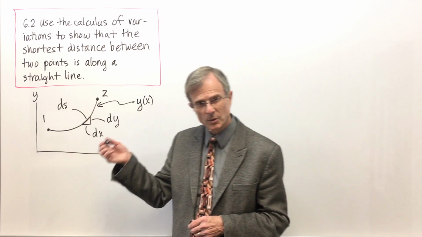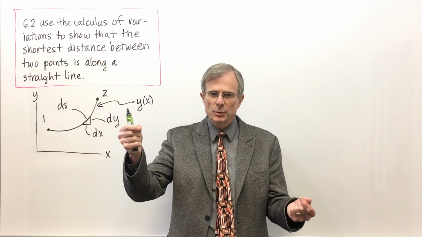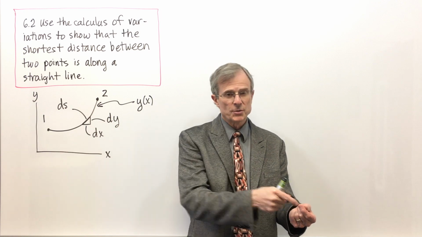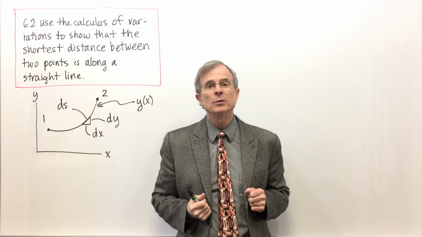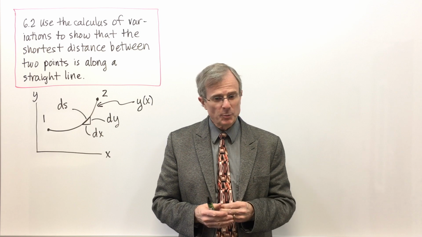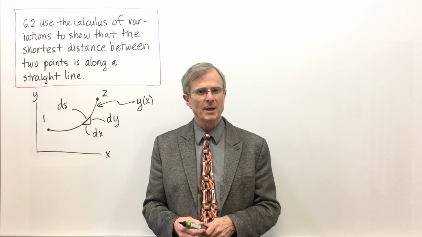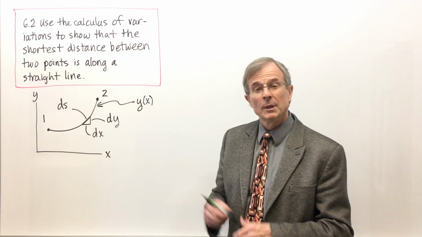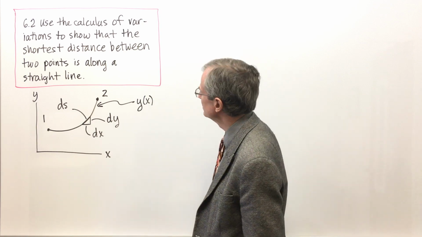And one of them is this one. How do you find the shortest distance between 2 points? Well, you say it's along a straight line between those 2 points. And I say, prove it. And you say, I don't know how. And I say, you probably never have proved it. In high school geometry, it was probably some kind of a postulate for you. Today we're going to prove it using the calculus of variations.